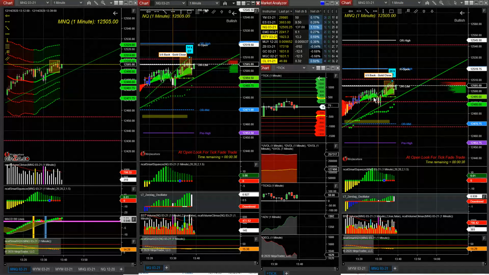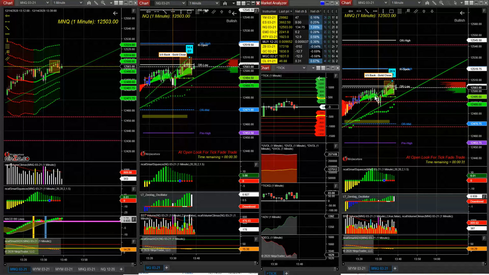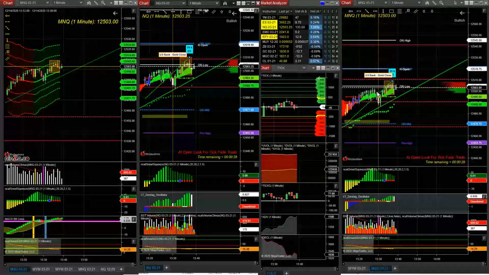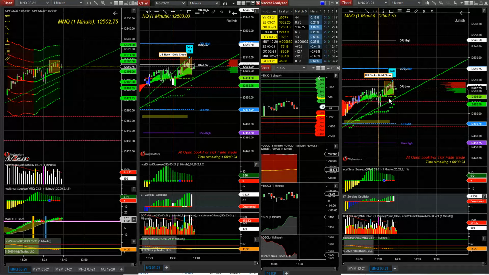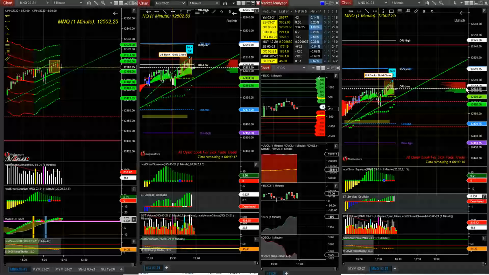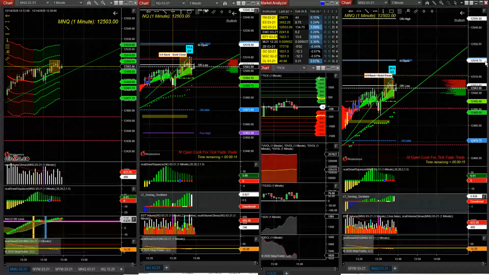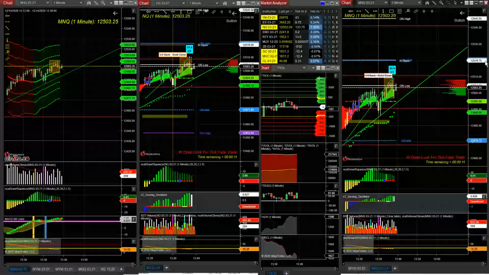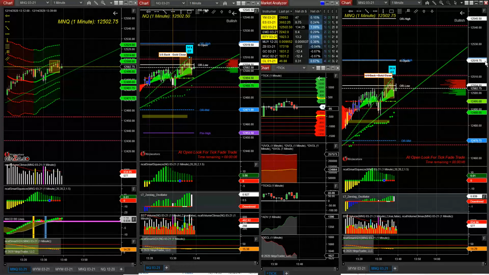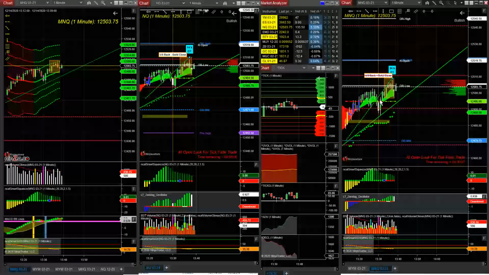This here is the 130 level, right? Right here, this line is the 130 print, right? The market has a tendency of running up and then pivoting back to this level here, around 150, 210 here. The market tends to run up and then pivot back to the 130 print.